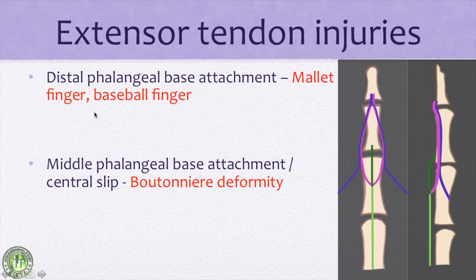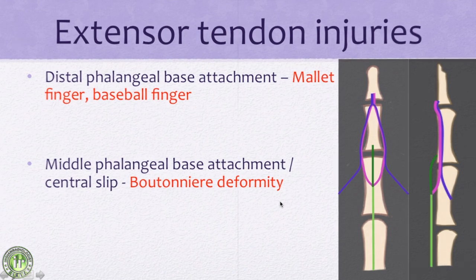Mallet finger, because whenever there is a tear of the distal extensor tendon, the distal interphalangeal joint goes into flexion, and the appearance is similar to a mallet, which is nothing but a hammer. Next is middle phalangeal base attachment or central slip injury, and this eventually leads to Boutonniere deformity. How that happens, we'll look in the slides ahead.